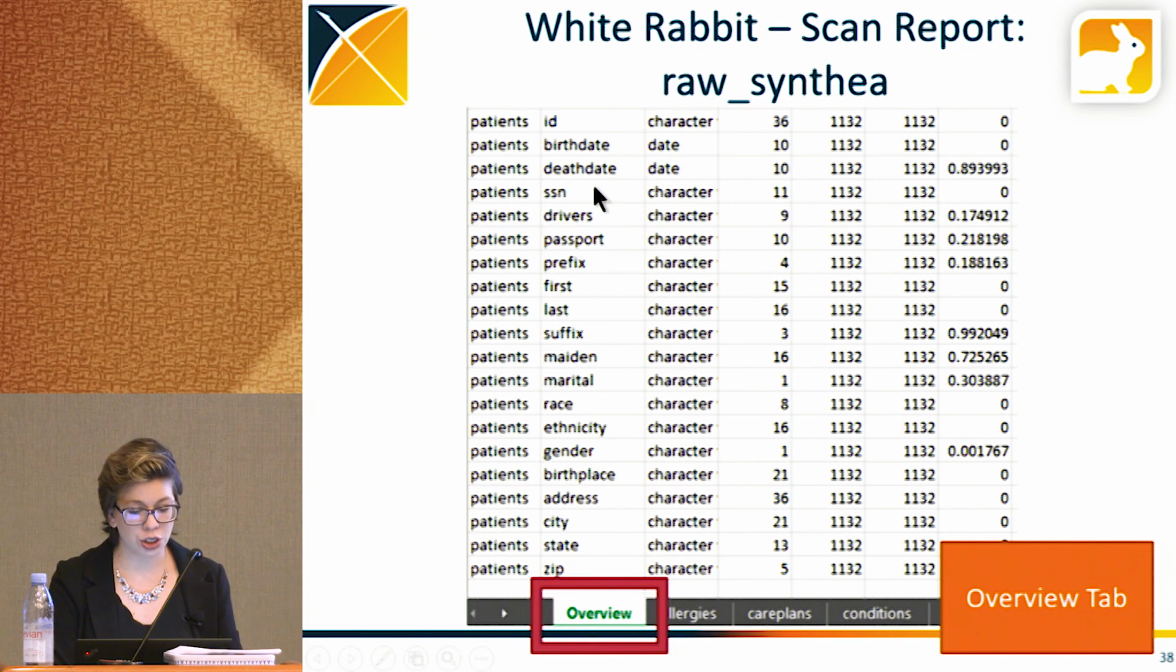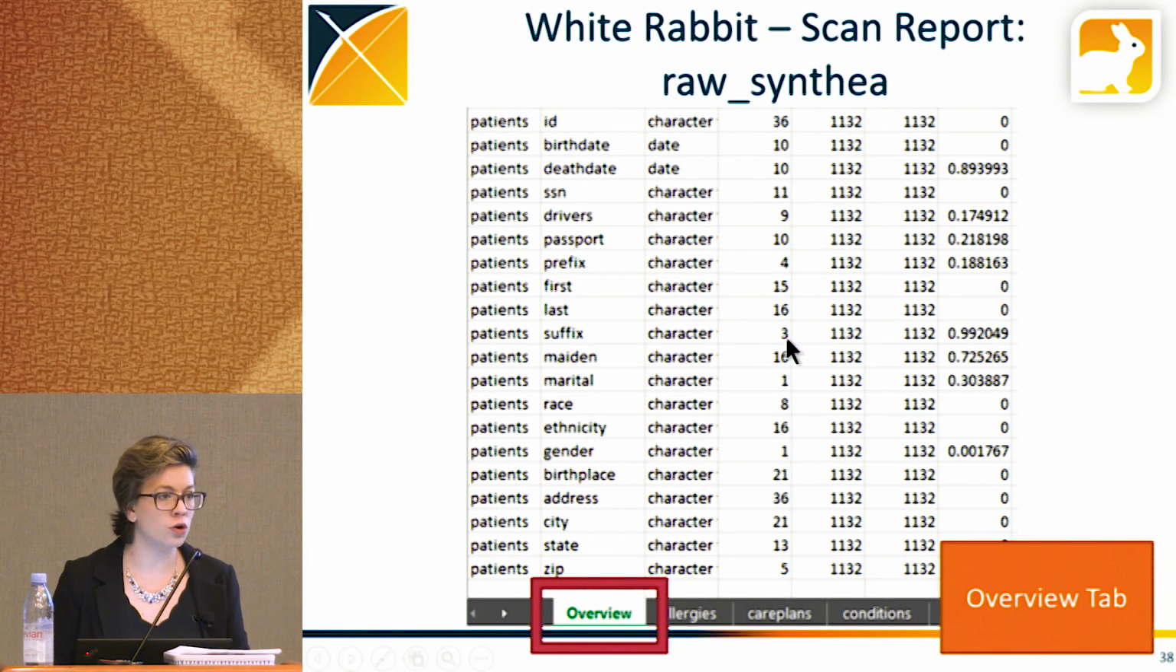So there's social security number, passport, birth date, death dates. And then White Rabbit tries to tell you a little bit about what's going on in the data. So like, what's the data type? How large is an item in this field? How many times is the field actually filled out? So you start to get a gestalt of what's going on in this table.